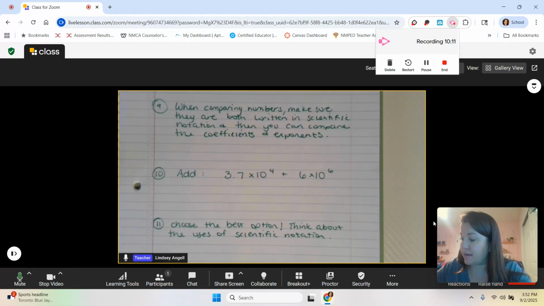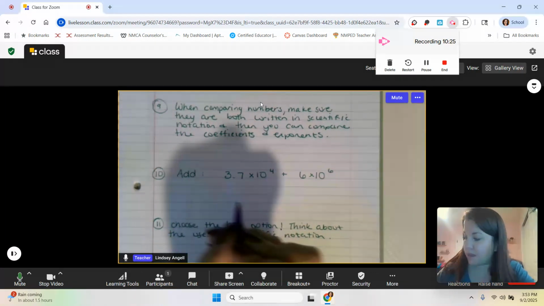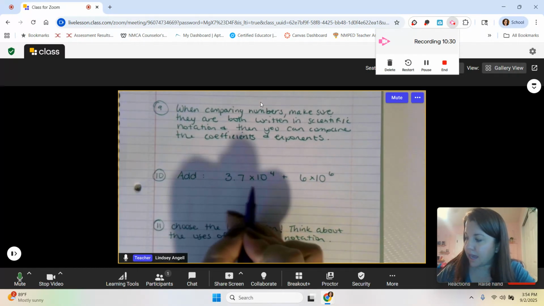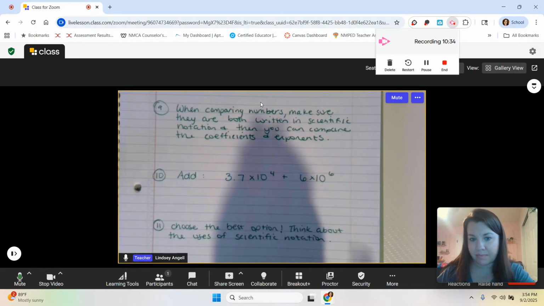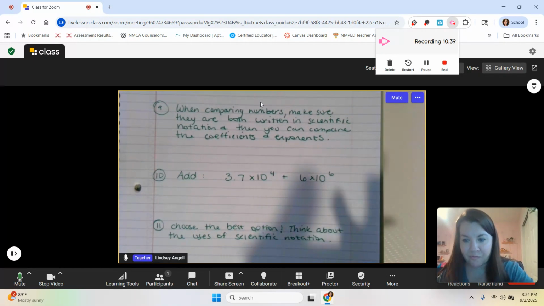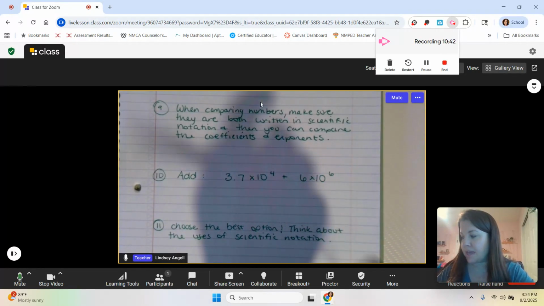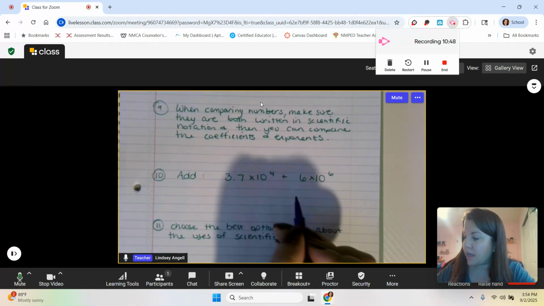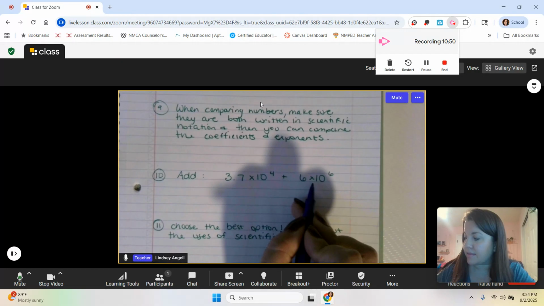And then number 10, add 3.7 times 10 to the 4th plus 6 times 10 to the 6th. Okay, and I probably didn't give myself enough room on these, but I'll try to make it work. So one way to do this, and one thing I like to do, is take one of them, write it in standard form, and then convert it back to a form of scientific notation, because part of my goal is to have my exponents be the same, right? So to do that, let's see, I'm going to take this one here.